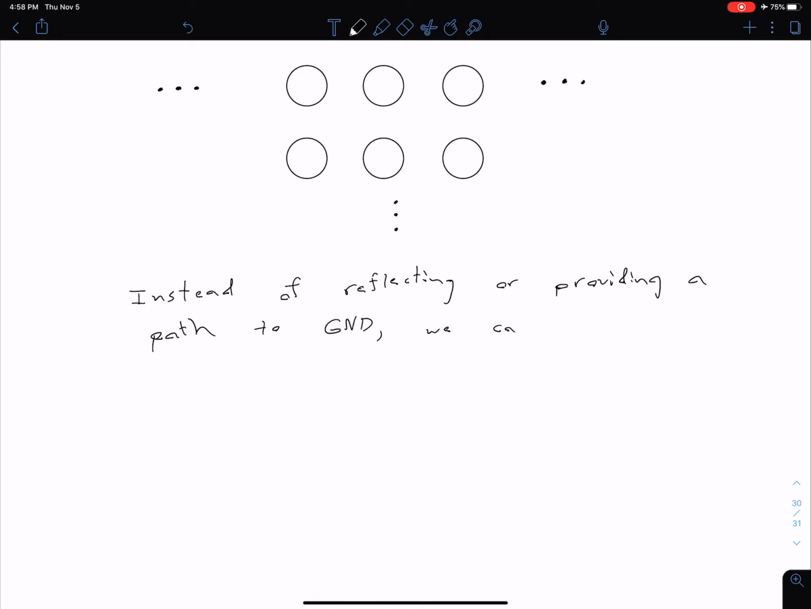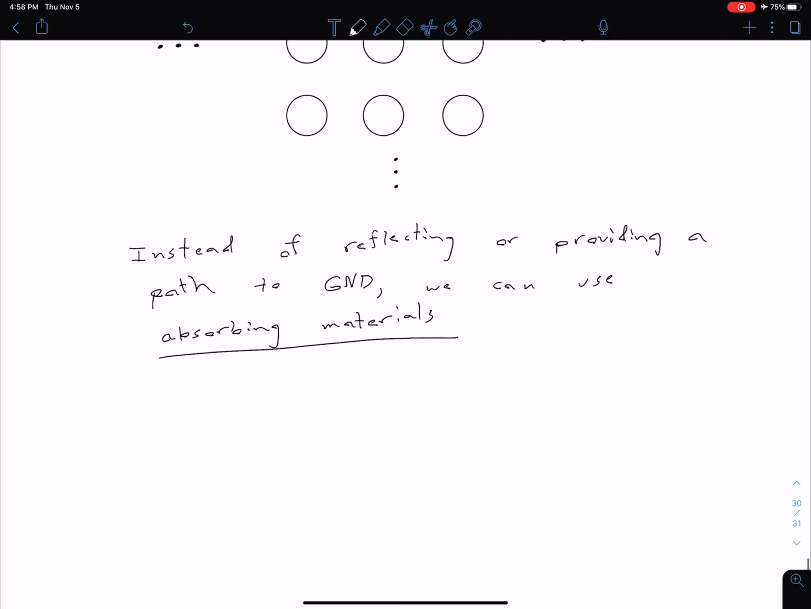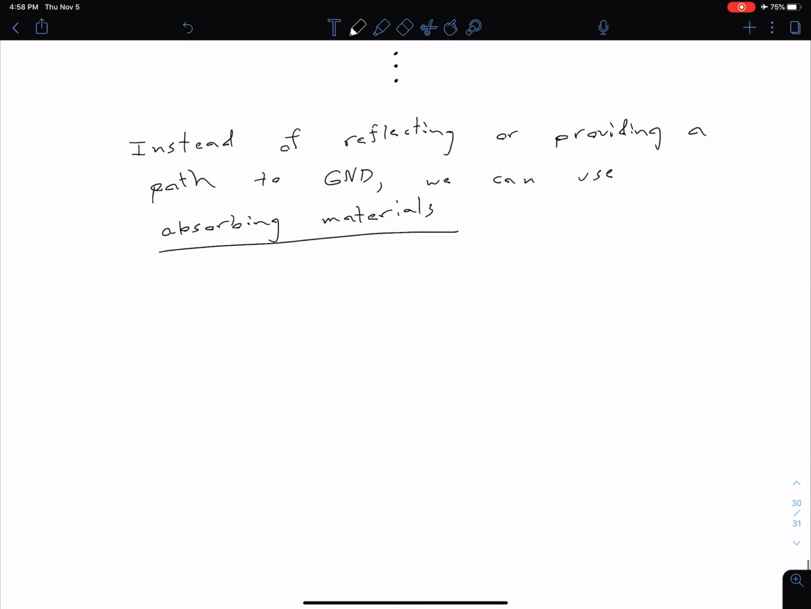We can use some absorbing material, which is essentially just going to absorb the energy that's in that electromagnetic wave, such that it doesn't have energy to continue propagating. And so we can use this to ultimately reduce our electromagnetic interference. Just quickly, I'll talk about one example and one application. An example material would be a carbon doped foam plastic.